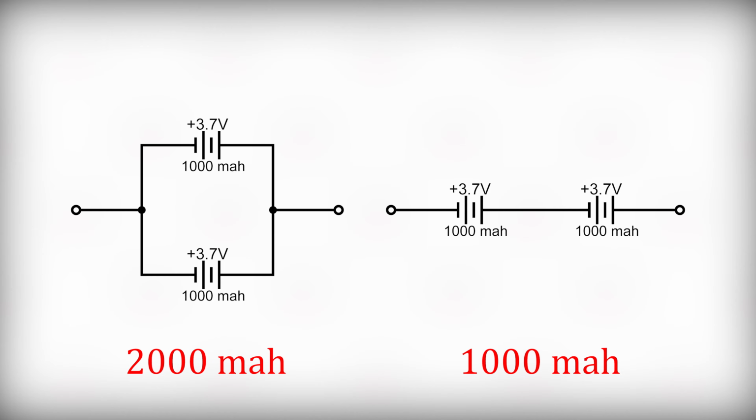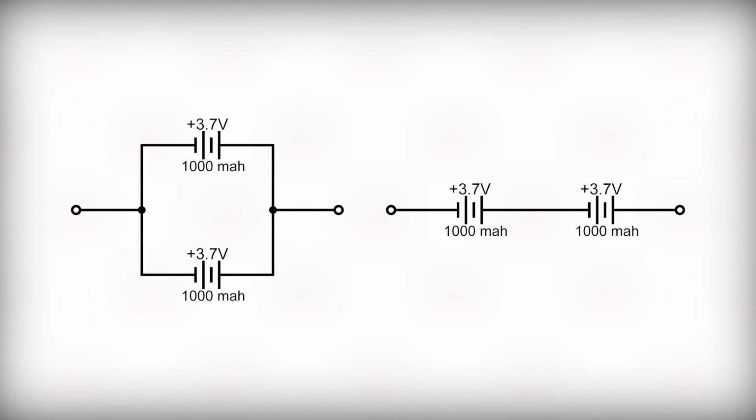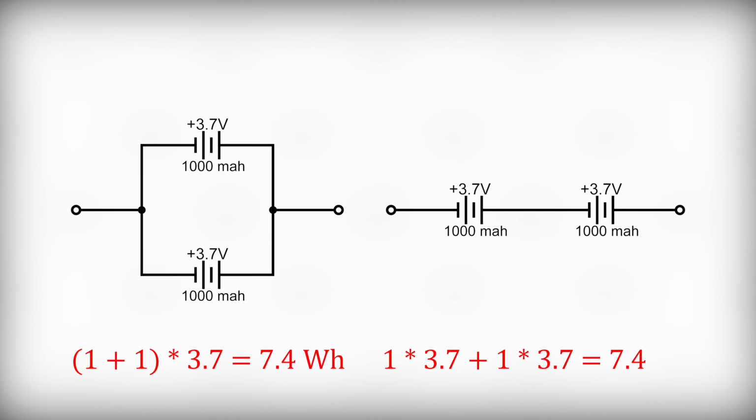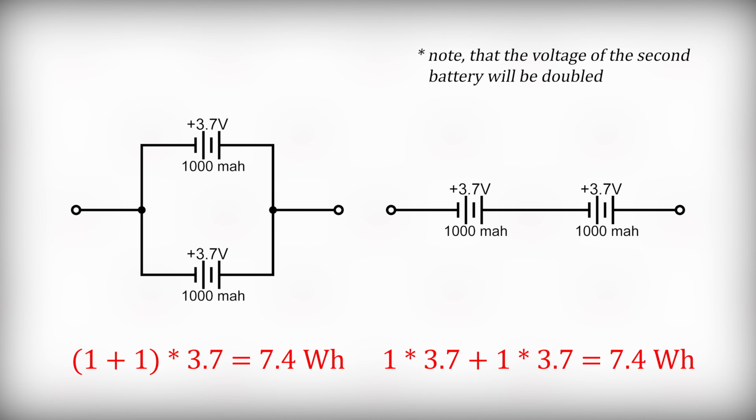Let's calculate the capacity of our two batteries in watt-hours. To do this, we have to simply multiply the voltage and current. Mind you that milliamps must be converted to amperes. So the result for the first battery will be 1 plus 1 multiplied by 3.7, 7.4 watt-hours. And for the second, 1 multiplied by 3.7 plus 1 multiplied by 3.7, also 7.4 watt-hours. So it turns out that the capacity of these two batteries is identical, and connecting them in series leads to its doubling in the same way as parallel connection.